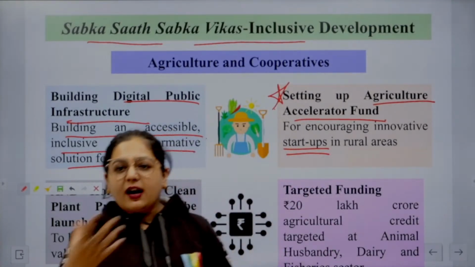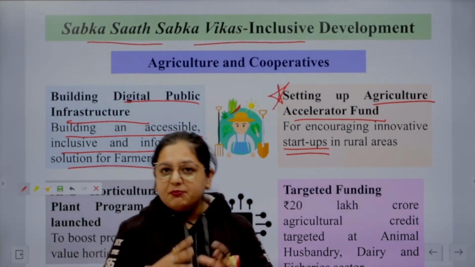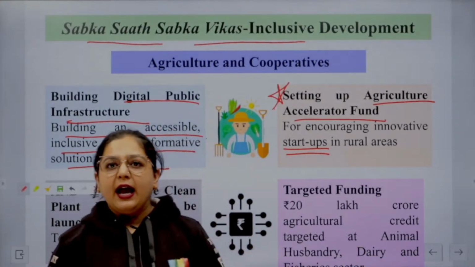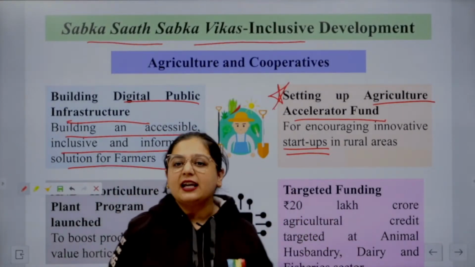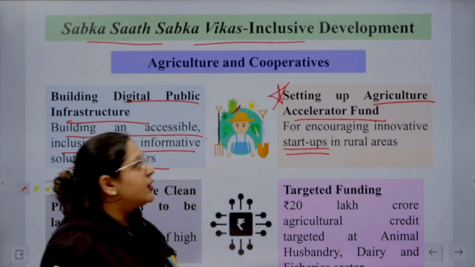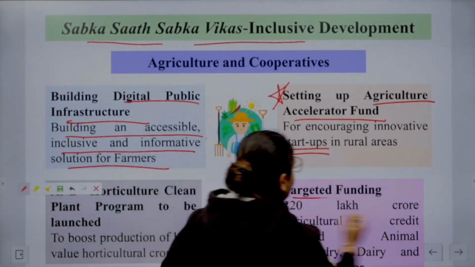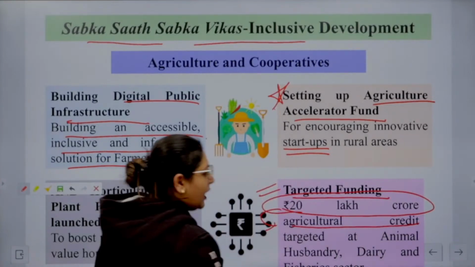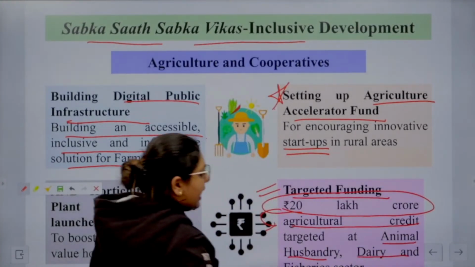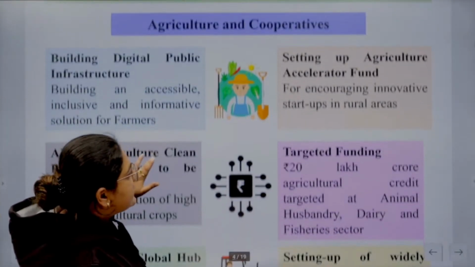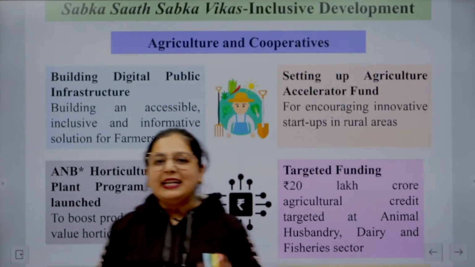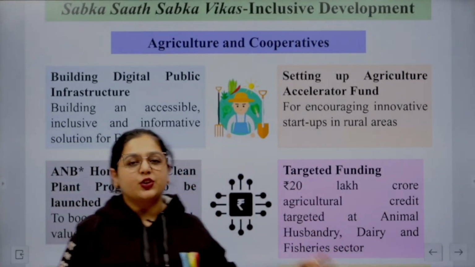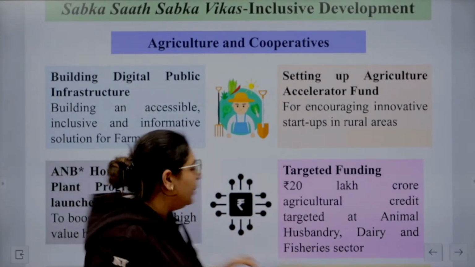So in this budget, the startups have received very due importance, and of course India's startup ecosystem has been much applauded in the past 4-5 years, and even the startups in the rural areas are being encouraged by setting up the agriculture accelerator fund. And lastly, we have targeted funding of 20 lakh crores which is allocated to agricultural credit, targeted at animal husbandry, dairy farming and the fisheries sector. So nearly 20 lakh crores has been allocated by the government only and only for improving agricultural credit in animal husbandry, dairy farming and the fisheries sector.